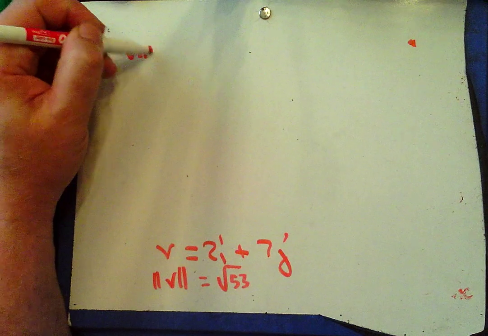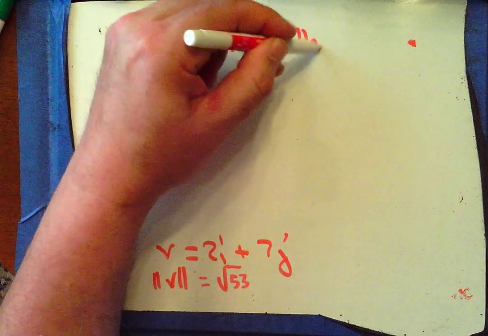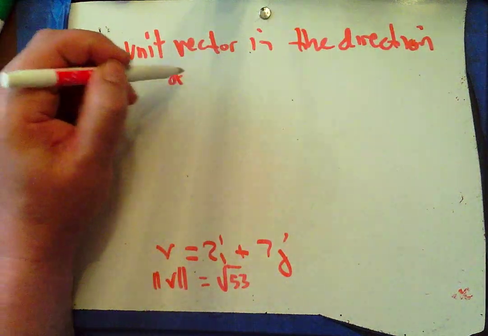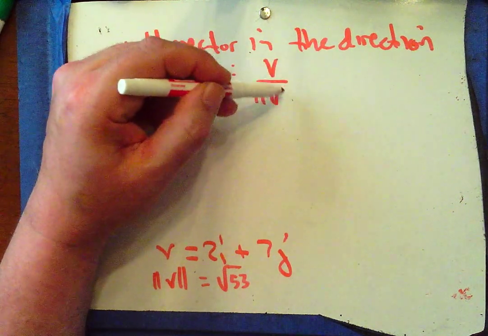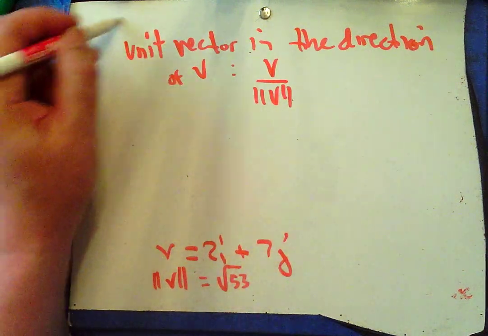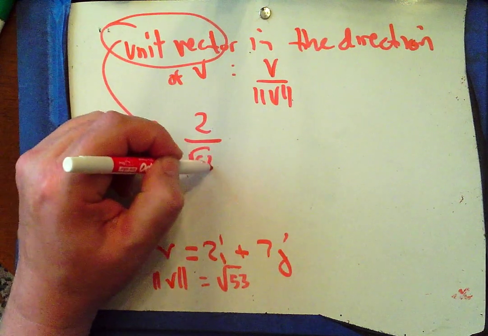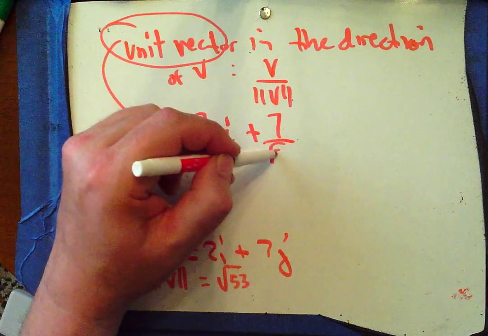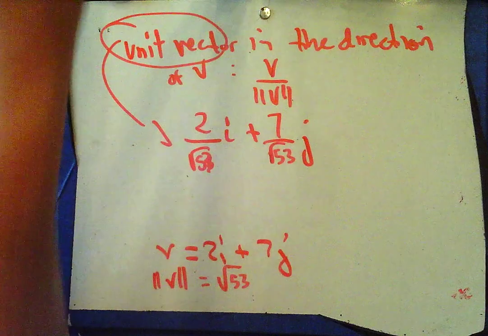Remember, if you want the unit vector in the direction of v, we do v divided by the magnitude of v. So our vector then, the unit vector in the direction of v, would be 2 over root 53 i plus 7 over root 53 j. There's the unit vector in the direction of v.